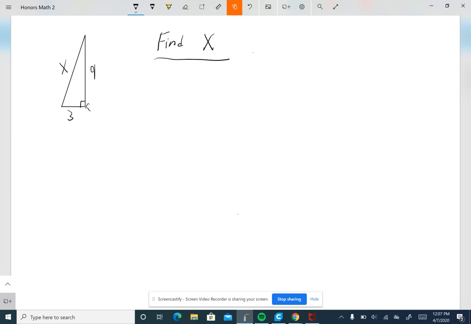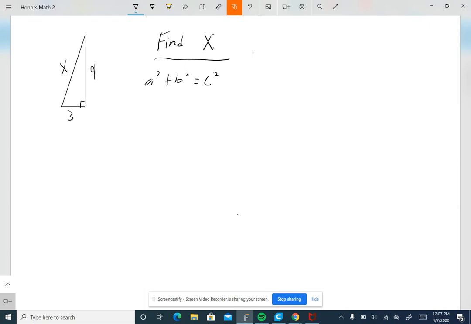That little box means that that's a 90-degree angle. So we've got a right triangle. Then we know that a squared plus b squared equals c squared. And this should feel a little familiar, okay?